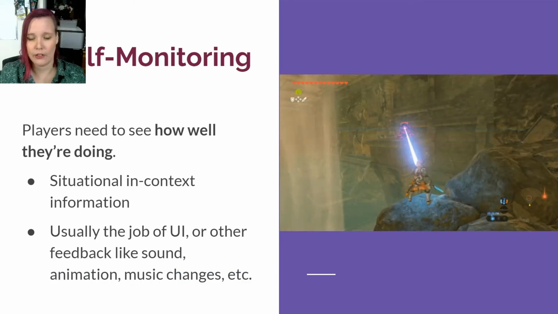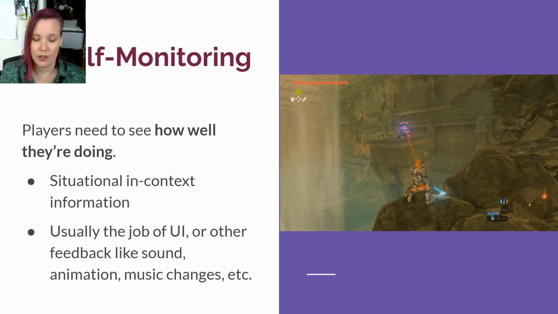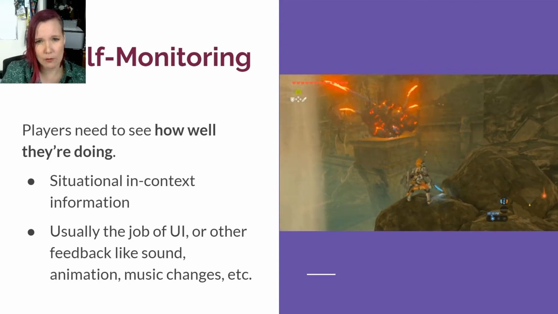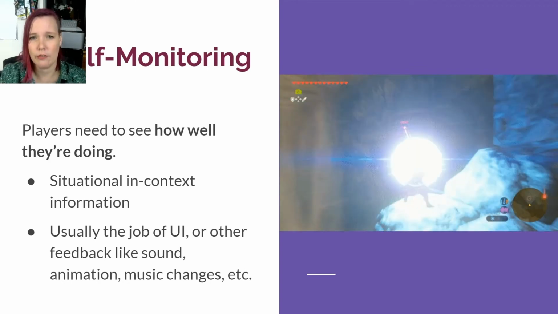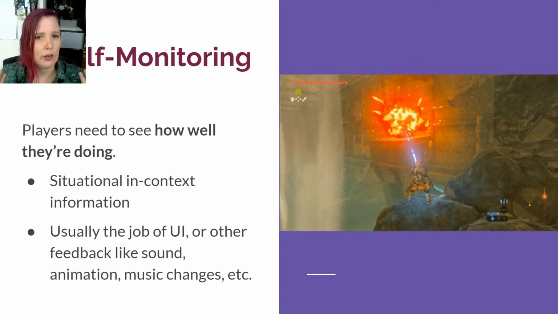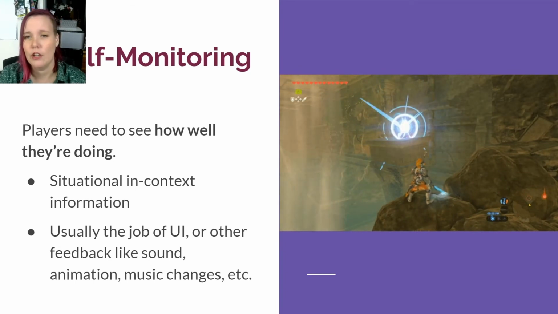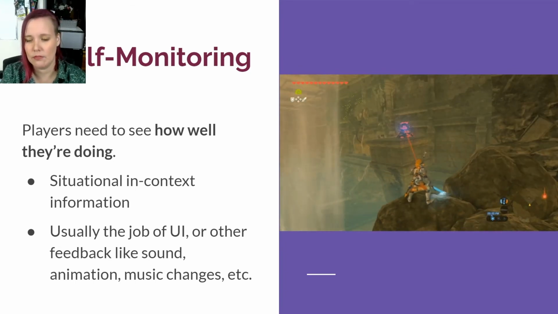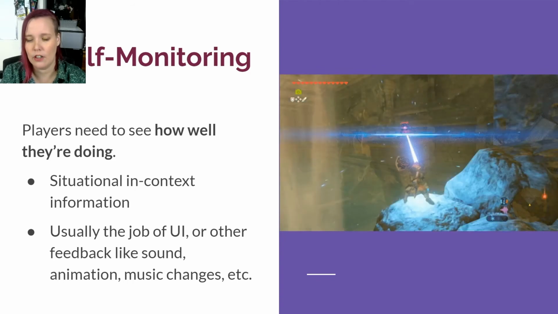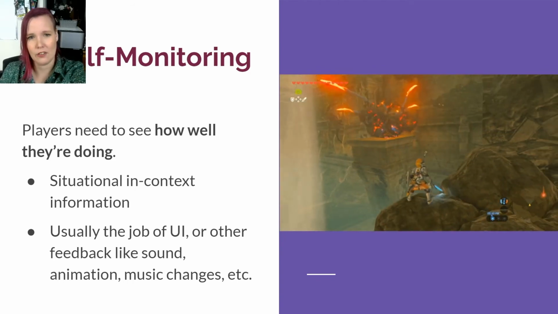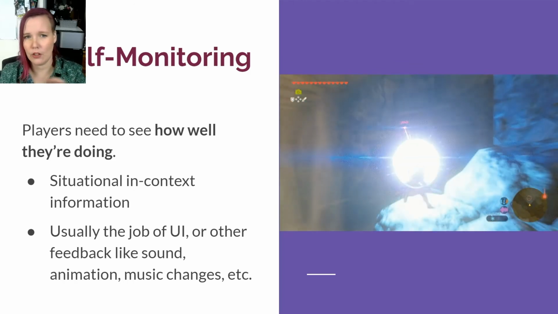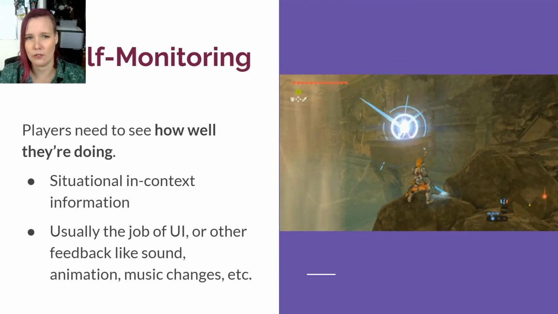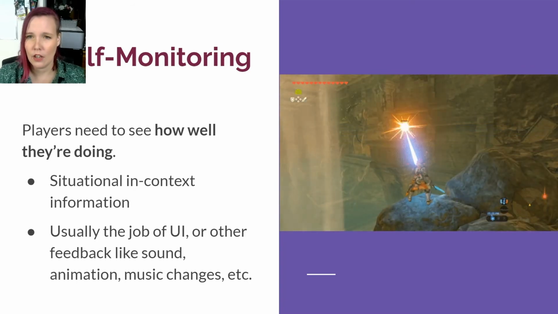Self-monitoring. So players need to see how well they're doing. This could be situational in-context information, which is usually the job of the UI, or other feedback like sound, animation, music changes, that sort of thing. So in this screen where Link is reflecting a laser with his shield, this is a fairly advanced technique to do in Breath of the Wild to kill these robots.